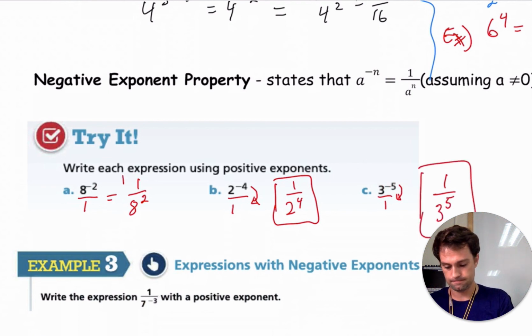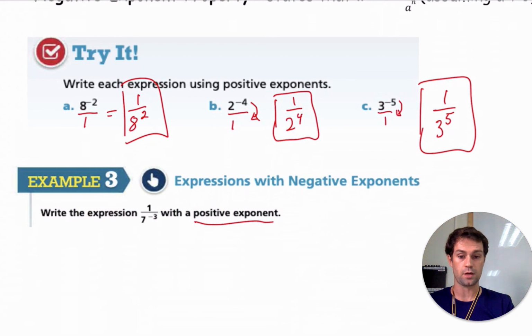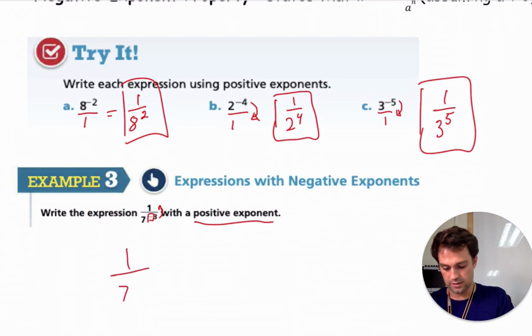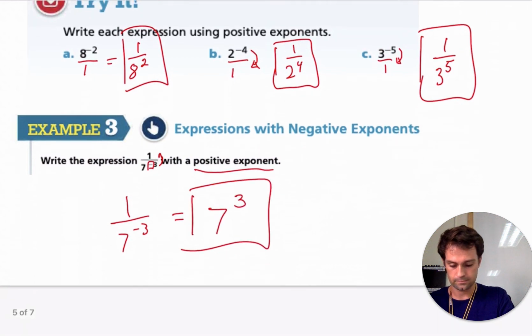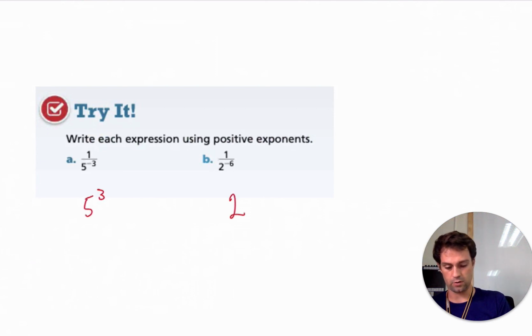All right? Write the expression 1/7 to the power of negative 3 with a positive exponent. What that means is we need to send this up because we have our negative exponent. So 1/7 to the power of negative 3 is equal to 7 to the power of 3. Okay? Go ahead and do these two. This one's going to be 5 to the power of 3. And this last one is 2 to the power of 6.